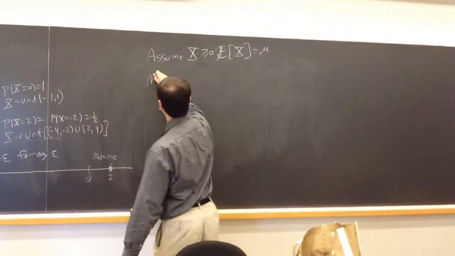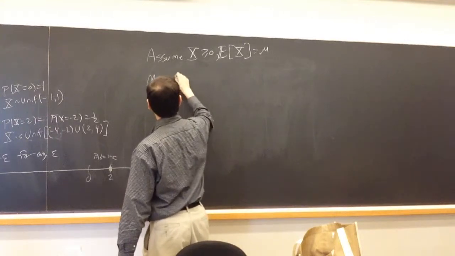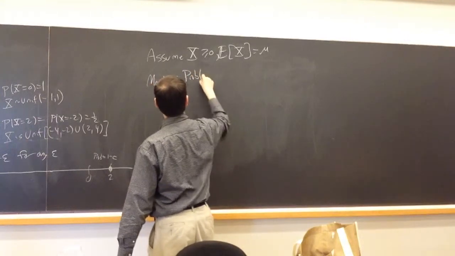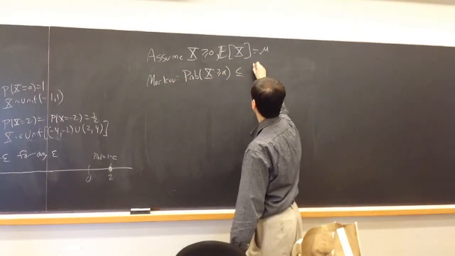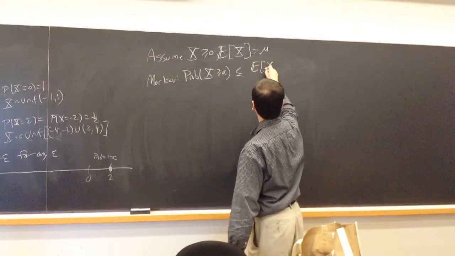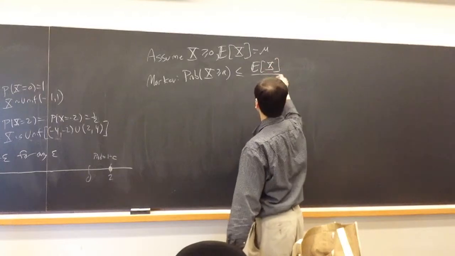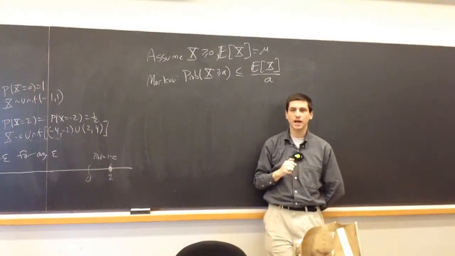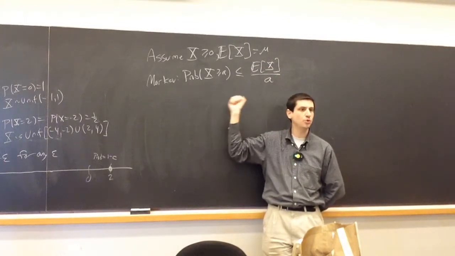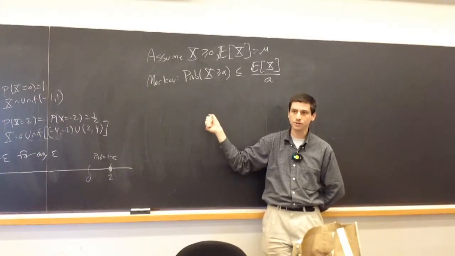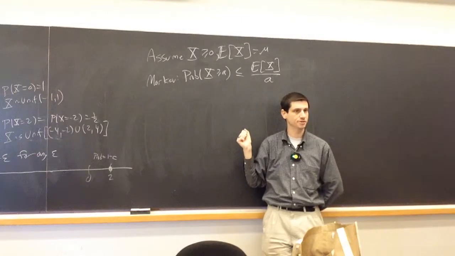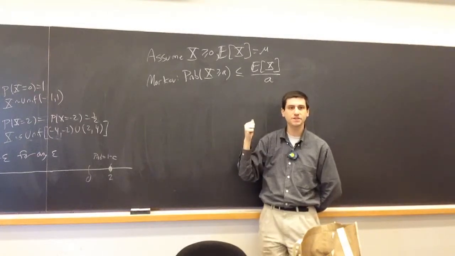Then Markov says the following. The probability that x is greater than or equal to a is less than or equal to the expected value of x divided by a. And again, whenever you see an inequality, it's always worthwhile to ask, is this reasonable? When is it useful? Are the units appropriate? So I always like to think of things in terms of units.